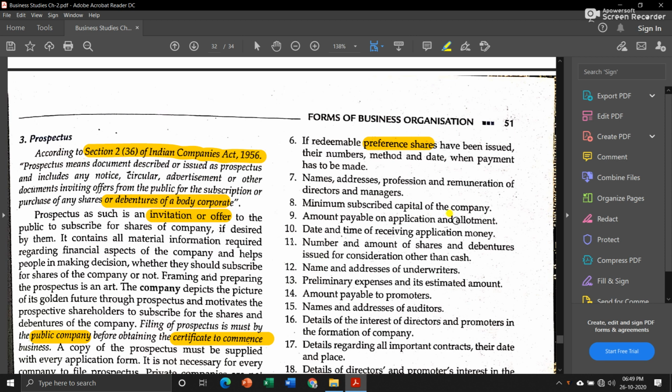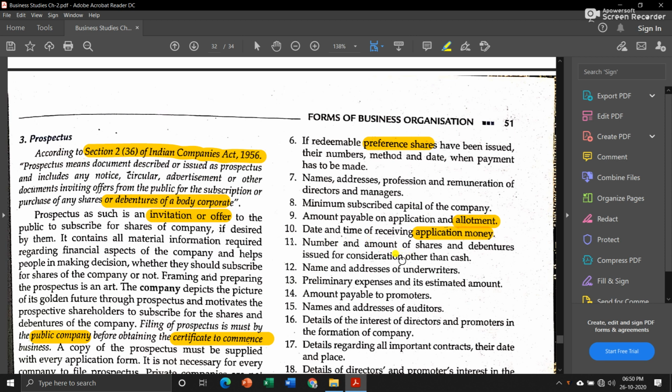While applying for shares, the general public, they have to pay certain amount of money, so how much they are supposed to pay, all those things should be mentioned in the application. While allotment also, they have to pay certain amount of money, then how much should be that amount. Then date and time of receiving application money, like last date should be mentioned till which a person can apply for shares. Name and amount of shares and debentures issued for consideration other than cash.